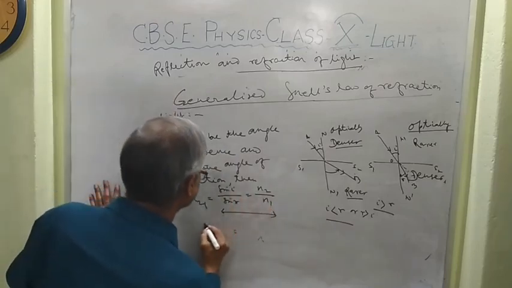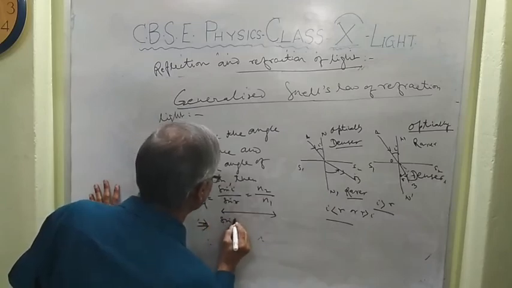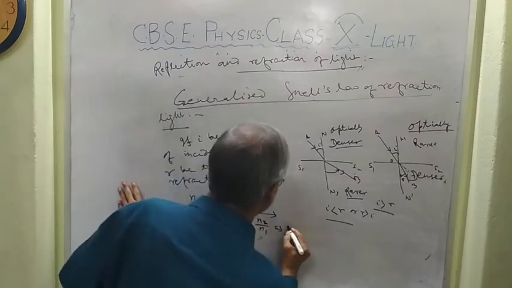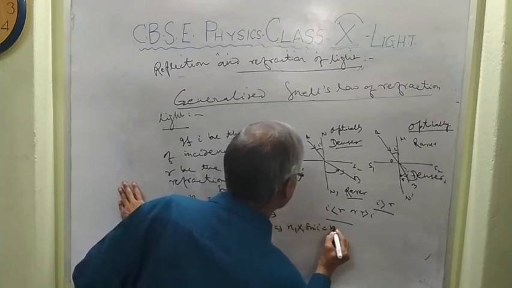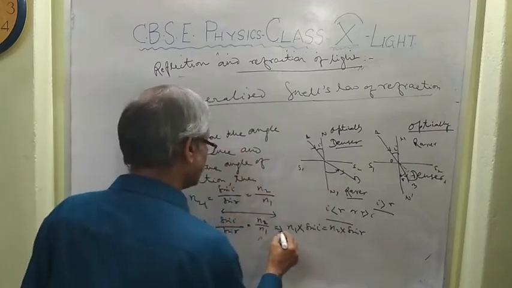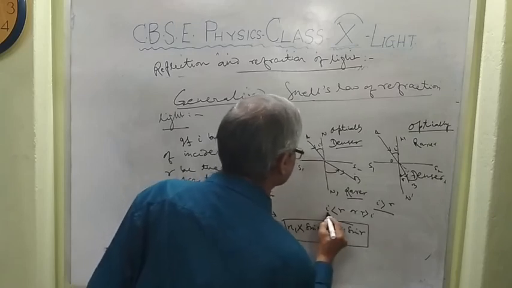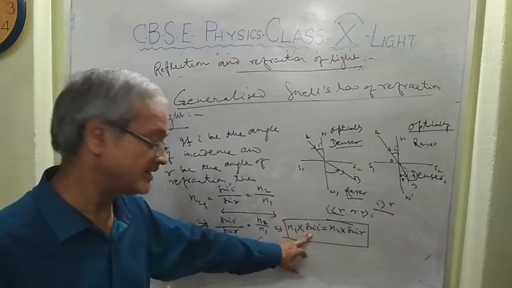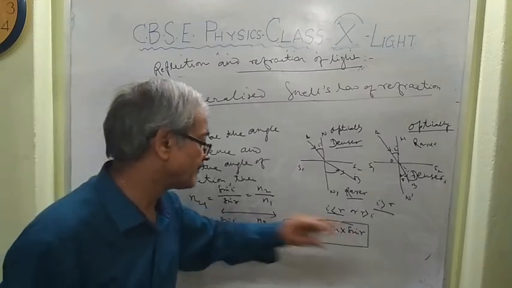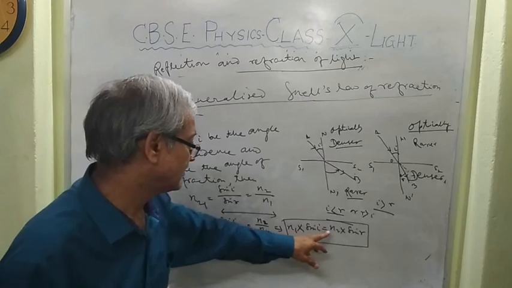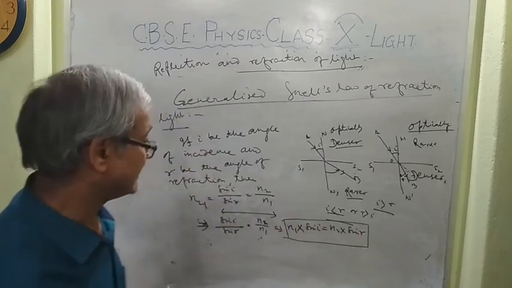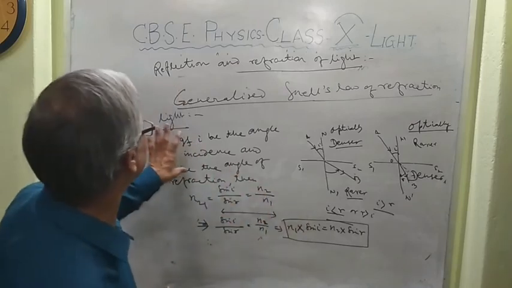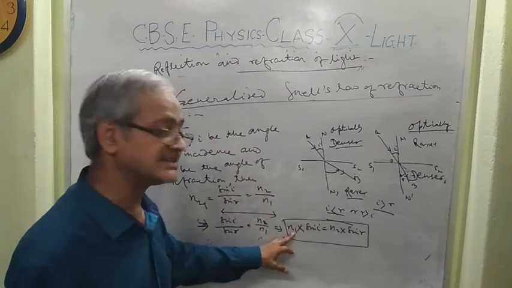We have sin I by sin R equal to n2 by n1. That means n1 into sin I equal to n2 into sin R. Remember this. n1 into sin I equal to n2 into sin R. That is, the refractive index of the first medium into the sine of the angle of incidence in the first medium, equal to the refractive index of the second medium into the sine of the angle of refraction in the second medium. That is very important for refraction of light and for solving various numerical problems. This is the generalized Snell's law of refraction of light.